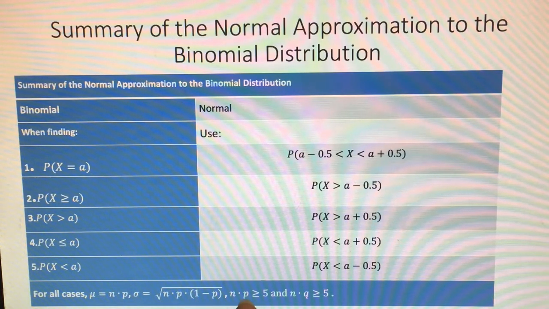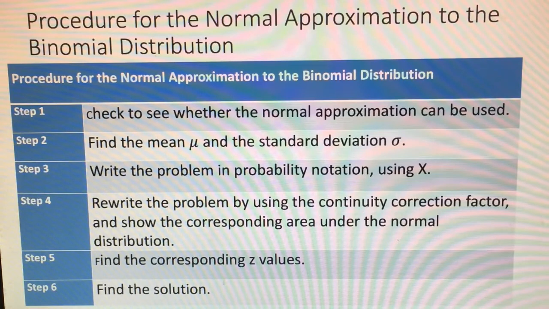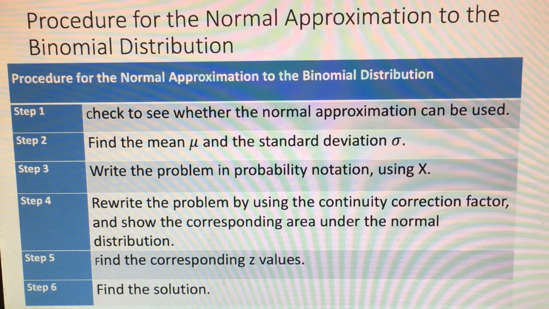And then we have these conditions right here. np must be greater than or equal to 5, and nq must be greater than or equal to 5 for us to even be able to use this normal approximation to the binomial. So now here is the procedure. Once we've decided that we are able to use it, now we have our procedure to figure out the steps here.